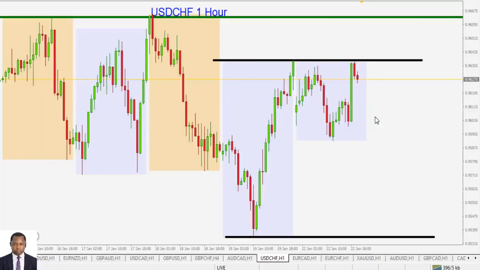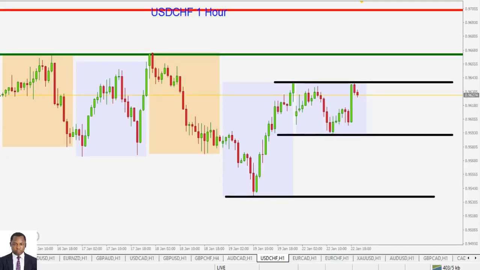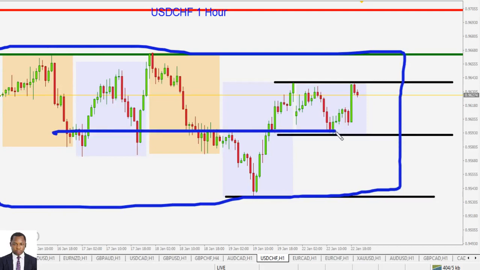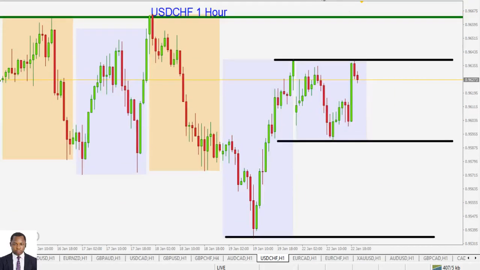The American dollar against the Swiss franc, just picking those levels of support and resistance within this wide range. Wide market range, price is flat, going nowhere. Avoid it completely. Don't trade here, just avoid the market completely.